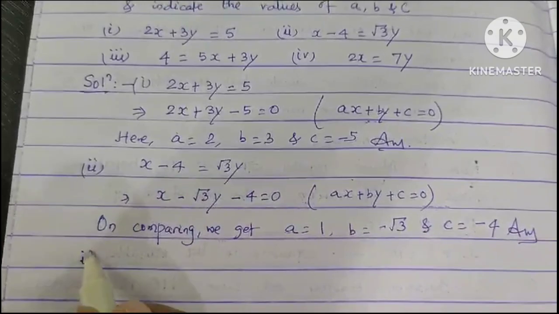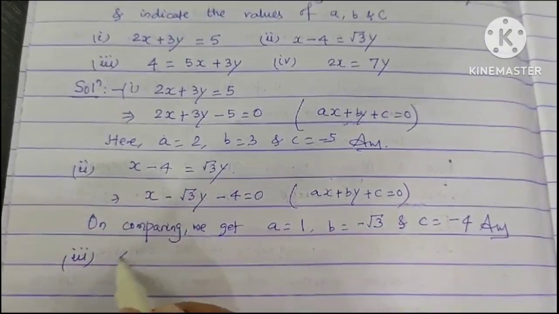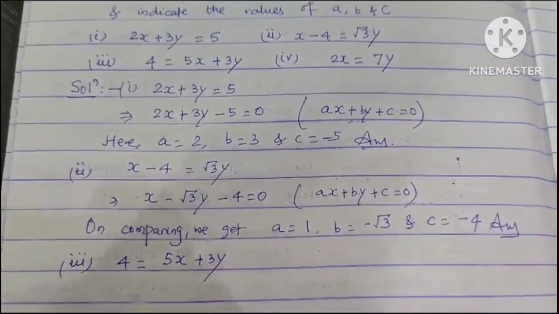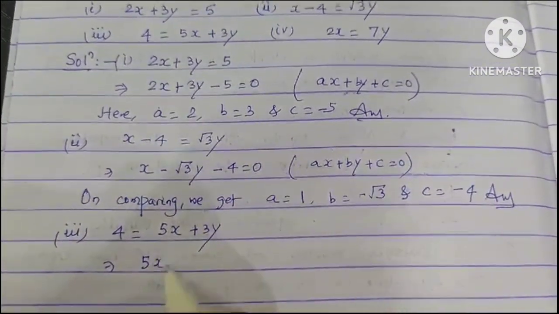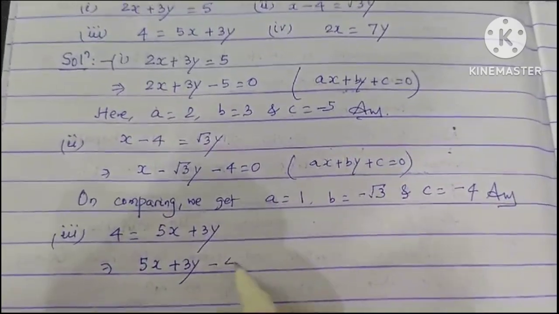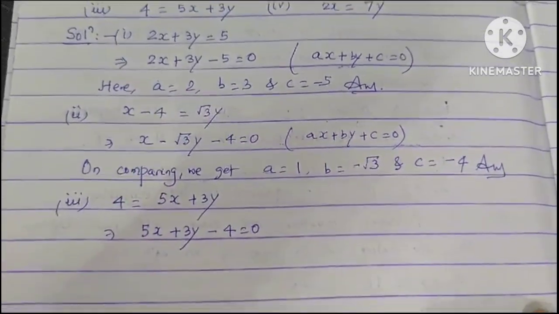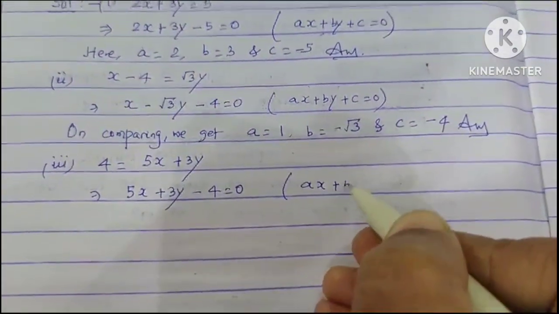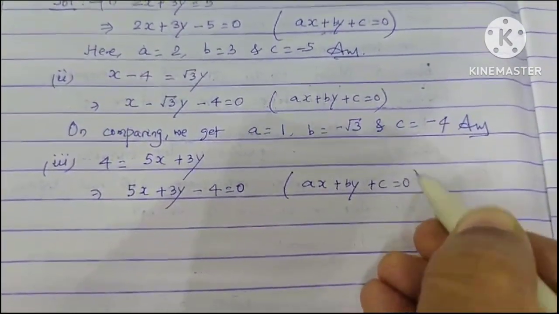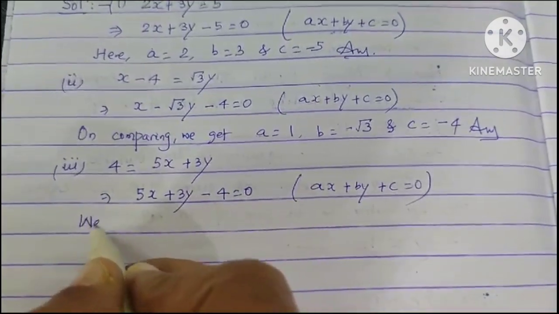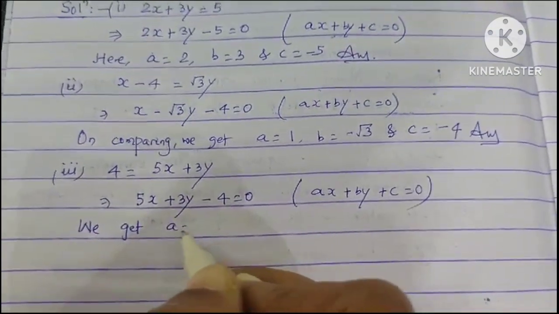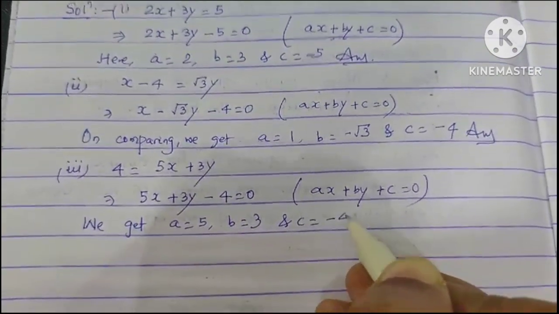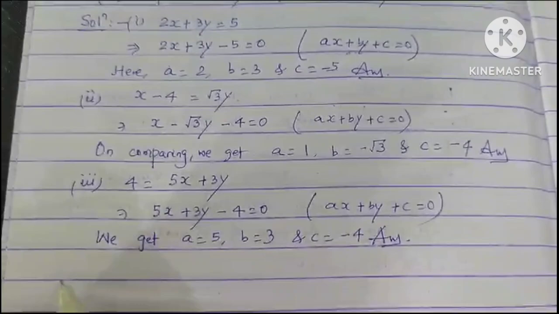Now the third one is 4 is equal to 5x plus 3y. This implies 5x plus 3y minus 4 is equal to 0. And when we compare it with the standard form, that is ax plus by plus c is equal to 0, we get a is equal to 5, b equal to 3 and c is equal to minus 4. This will be our answer.